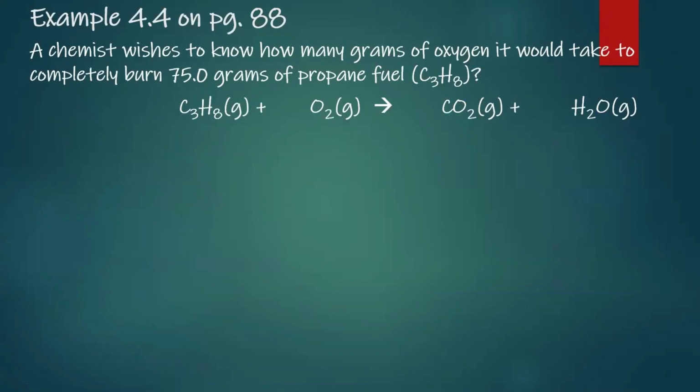So let's do example 4.4 that's on page 88 in your book. It says a chemist wishes to know how many grams of oxygen it would take to completely burn 75.0 grams of propane fuel, which is C3H8. So we have this equation: propane plus oxygen yields carbon dioxide and water, or water vapor rather. Now, first of all, step one, we need to balance this equation.